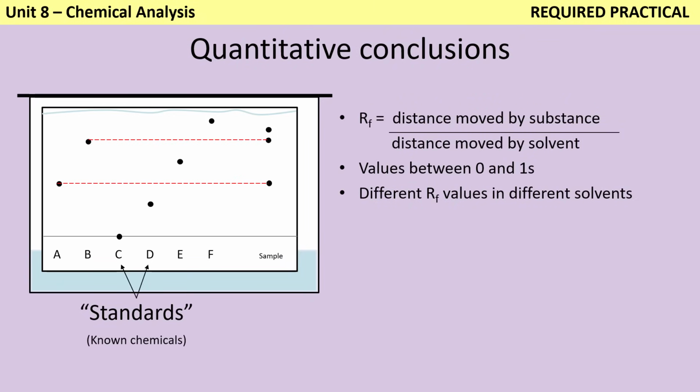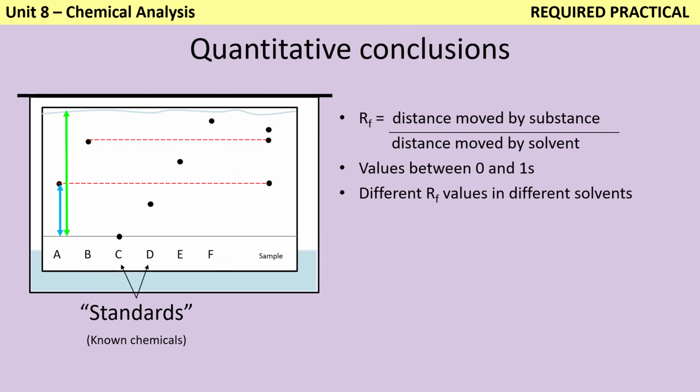To analyse the samples quantitatively, we can use RF values or retention factor values. An RF value is a number that tells you how soluble a particular substance was. It's a fraction where the distance that the substance travels is divided by the distance that the solvent travels. That means it's always going to be between 0 and 1.